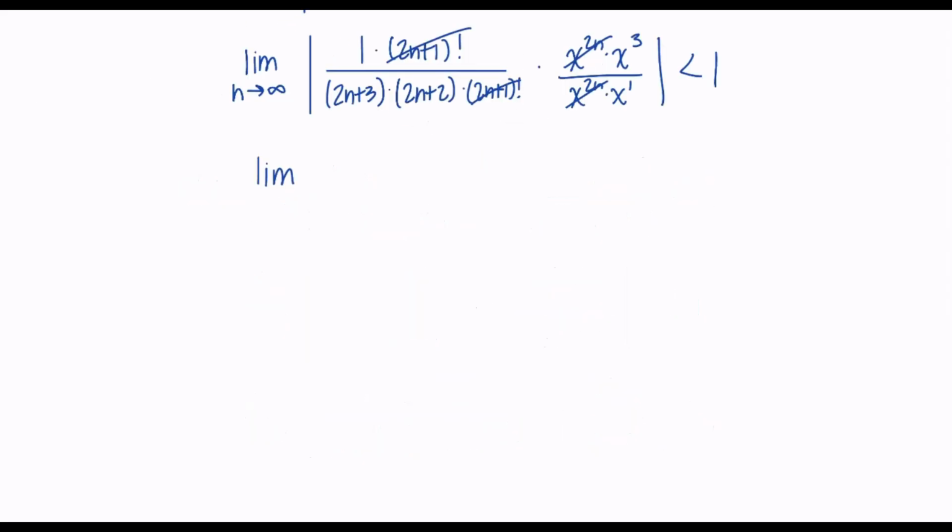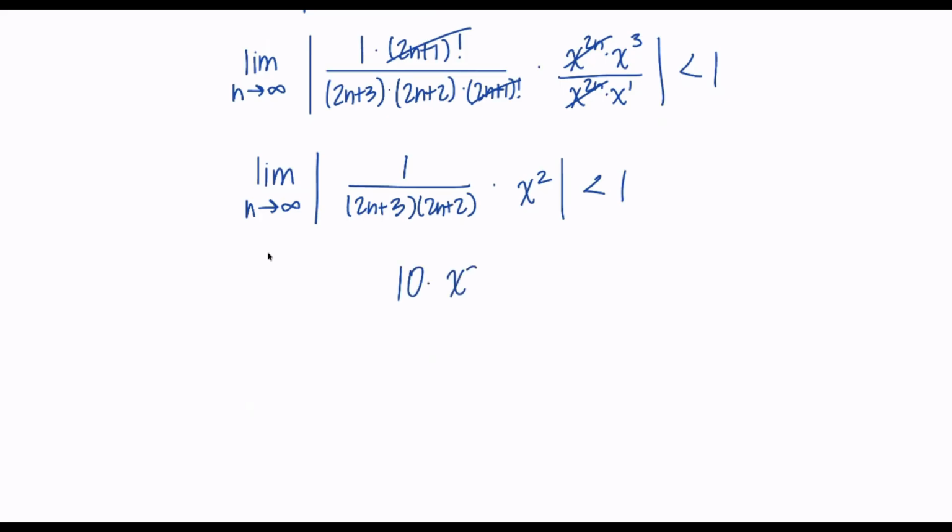And now I'm going to write the limit as n approaches infinity. I have 1 over 2n plus 3 times 2n plus 2. And then I have just an x squared left over after I simplify x cubed over x. And then that's all less than 1. As n approaches infinity, 1 over 2n plus 3 times 2n plus 2, that is going to 0. The top is constant and the bottom is getting really big, so that's going to 0. So what I have is 0 times x squared is less than 1. Well, 0 times x squared is just 0.